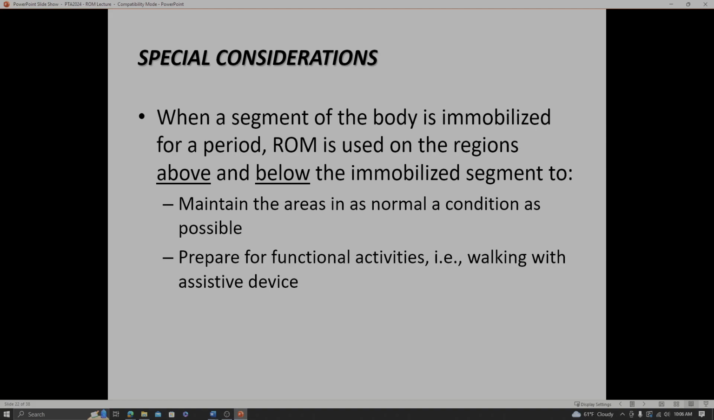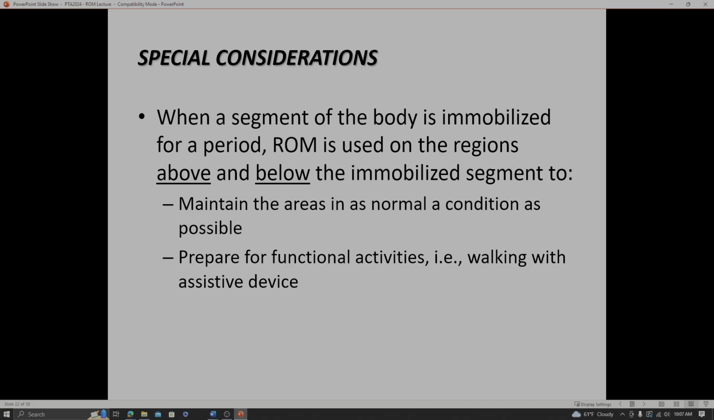Special considerations, right? If a body or a body segment is immobilized for a long period of time, it doesn't mean that just because that part is immobilized that you can't work on other things, right? Feel free to work above and below the immobilized segment. The body works in unison. It's an orchestrated concert of events kinesthetically. So just because the knee can't work doesn't mean I can't work the ankle and the hip. Maintain areas of normal conditions as possible, right? So maintain those areas and also prep for functional activities.